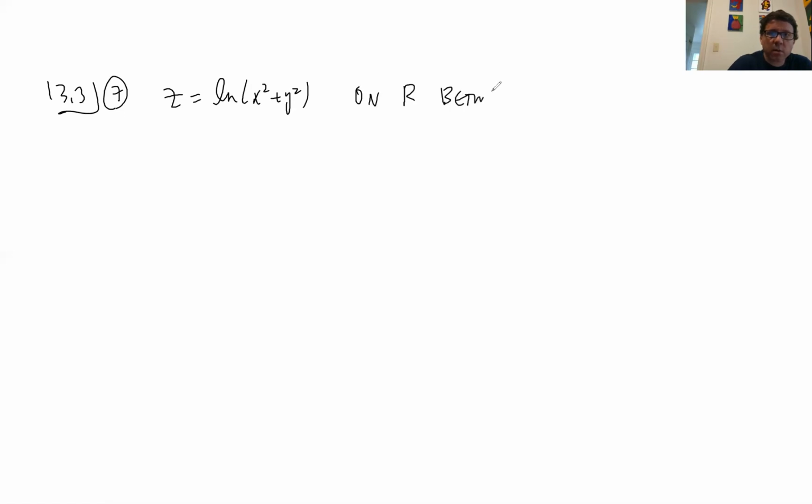All right, let's do a couple problems that are a lot similar to the homework here. 13.3, number 7. And now we'll get one that has a hole in it here. So this one says your function looks kind of ugly, and sometimes they do in order to make the integrals work out nicely. So z is the natural log of x squared plus y squared, and you're on the region between x squared plus y squared equals 1 and x squared plus y squared equals 4.